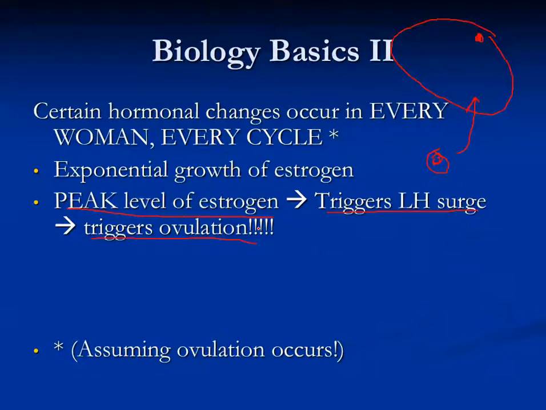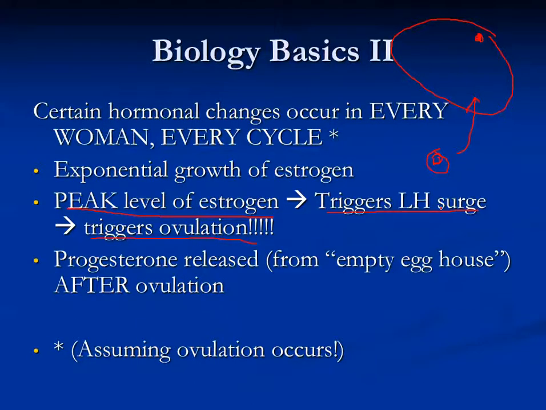Notice I'm not using any days. It does not matter if a woman ovulates on day 8 or 10 or 14 or 18 or 24 or 28. Ovulation will be immediately preceded by a peak level of estrogen and an LH surge. Likewise, after ovulation, the empty follicle will fill in and become the corpus luteum and release progesterone. And again, the progesterone will not appear in the woman's circulatory system until after ovulation. So again, these changes occur in every woman, every cycle.